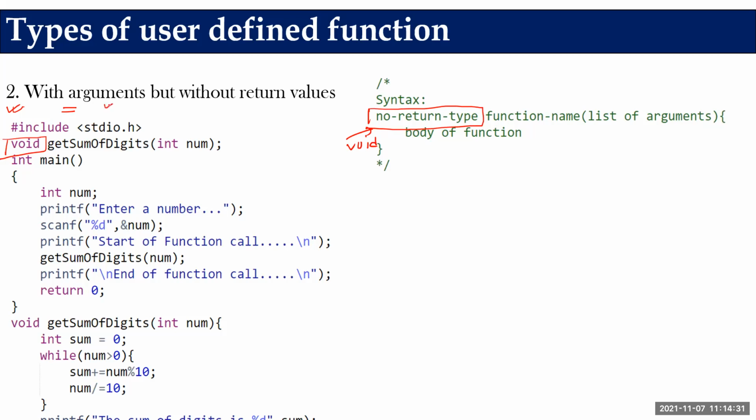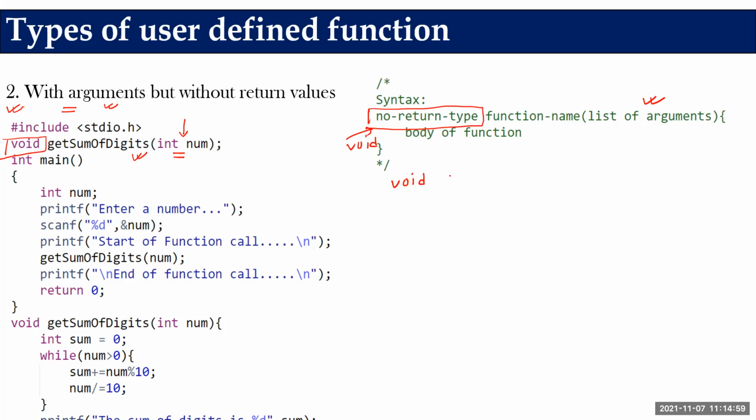Now with argument, so the list of parameters or arguments should be there. Now see, I want to get the sum of digits of a number. So only one input, correct? So here I am taking an integer number as an input. So the parameter is written as integer num. While you're declaring a function, the name of the parameter is optional. You can simply make this declaration this way also.